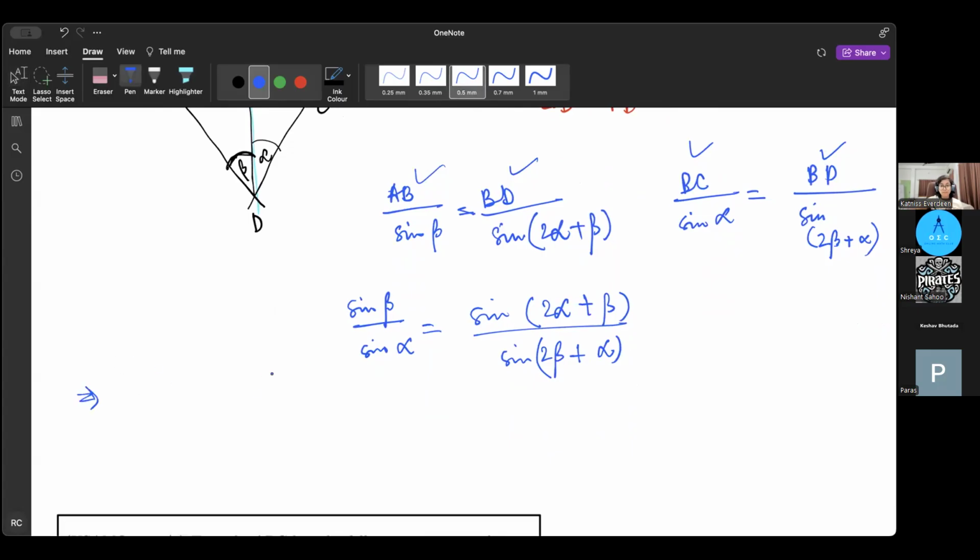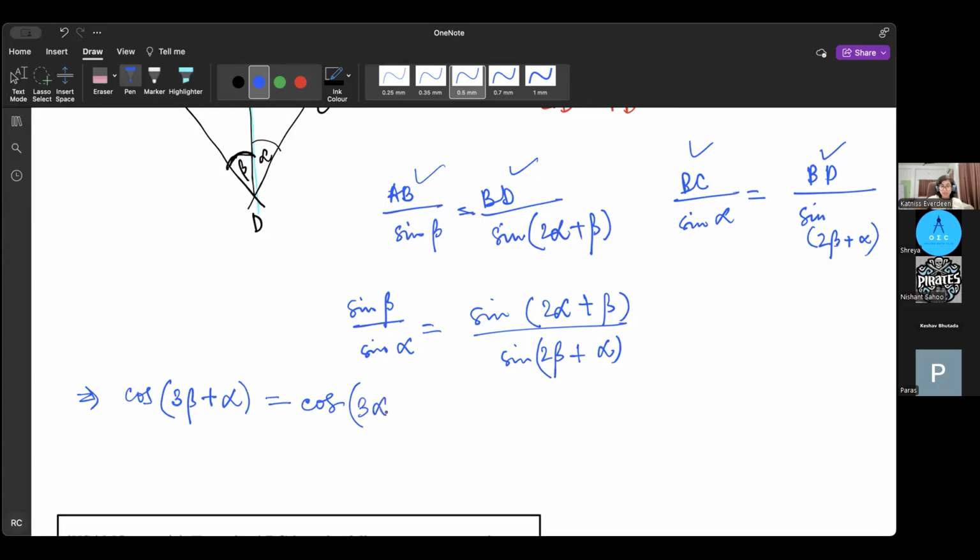And then I will use the product to sum identity after cross multiplying, and then cos 3 beta plus alpha is cos 3 alpha plus beta, right? And you will get cos 3 alpha plus beta is equal to cos 3 beta plus alpha. Exactly, that's absolutely perfect. But you can't directly conclude that 3 beta plus alpha is equal to 3 alpha plus beta.